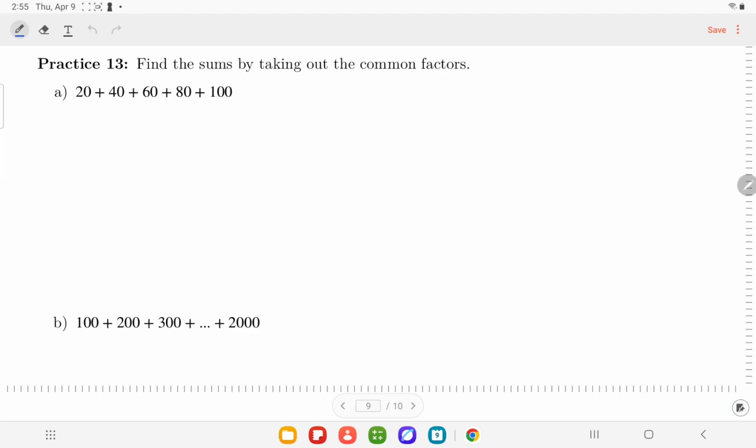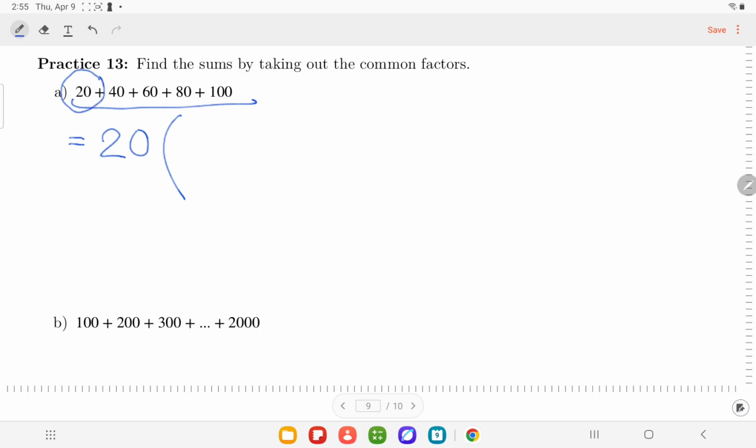Another way to go about adding a bunch of numbers is by finding a common factor, which is a number that is common for each term. So here, for example, our common factor would be 20. Because if we were to take 20 out, to find what's in the brackets, we need to divide every single number by it.